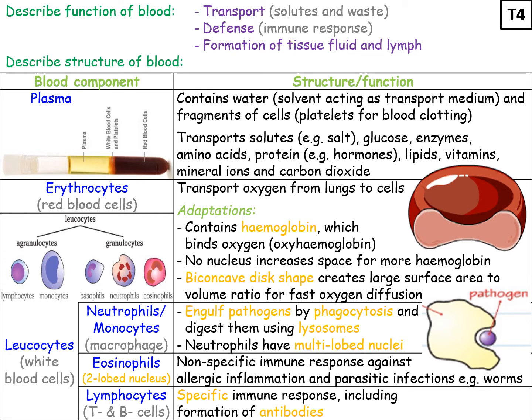Leukocytes are white blood cells, and there are 4 different types that you've got to learn. You've got neutrophils and monocytes, which can be macrophages as well, and they engulf pathogens by phagocytosis and digest them using lysosome enzymes. The neutrophils have multi-lobed nuclei. So if you look at the picture of the neutrophils, you can see that they've got a nucleus that has more than one lobe.